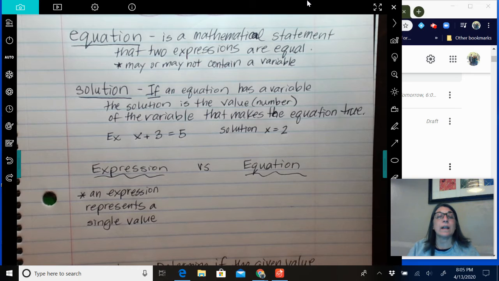So think about that. An expression represents a single value. If I just had 4 plus 5, no equal sign, it's an expression. And what does it represent? 9. It represents a single value. Even if it was x plus 3, it represents one value. Once I know what x is, I know what the value of it is, but it's just one value, right?